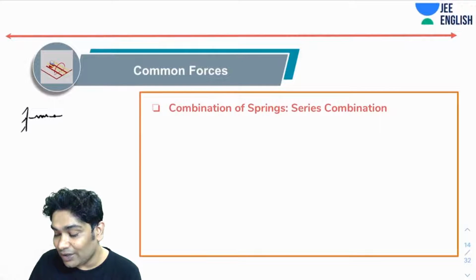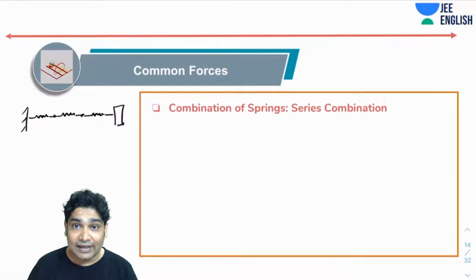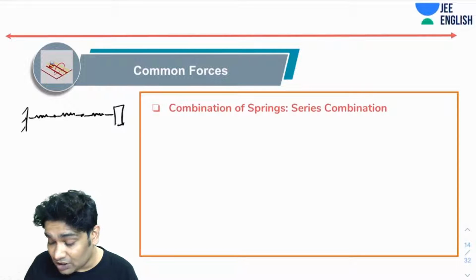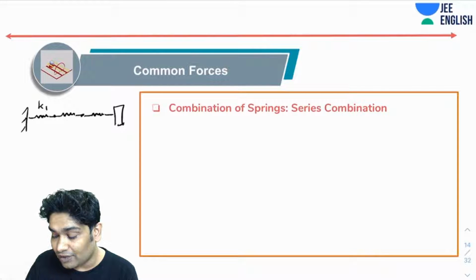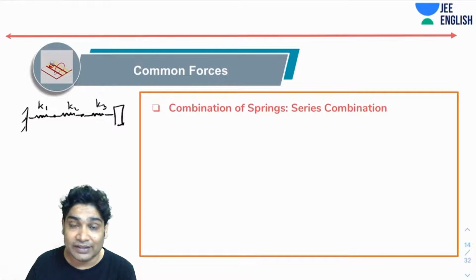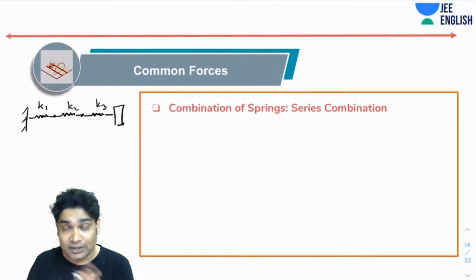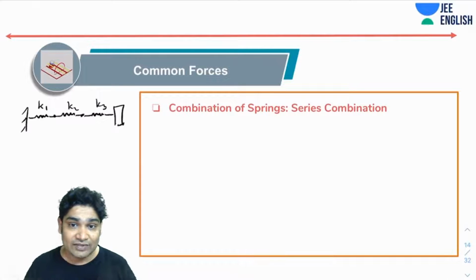So this is one spring, then this is another spring, and then this is the third spring. Imagine you have 3 springs connected like this to a mass. The first spring has a spring constant of K1, the second has a spring constant of K2, and the third has a spring constant of K3. Imagine 3 springs connected in series with each other.